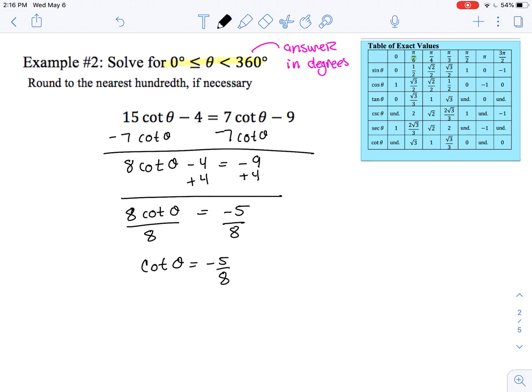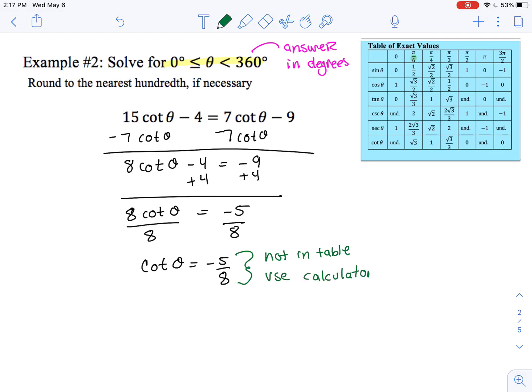So the first thing I want to look at is the positive 5/8. I'm looking at the positive of that because in the exact value table, everything's positive. Do I have 5/8 on my exact value table? I don't. So at this point, I know I'm going to use my calculator to find my solution. So this is not in the table, so we're going to use our calculator.